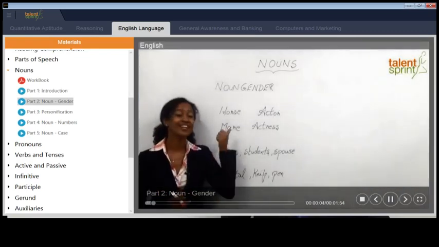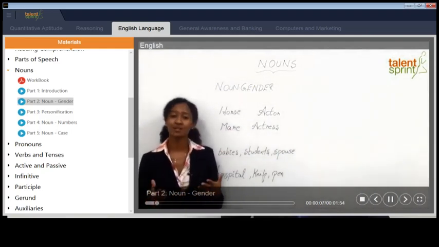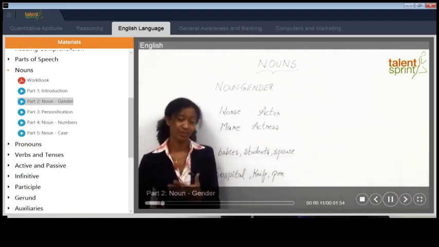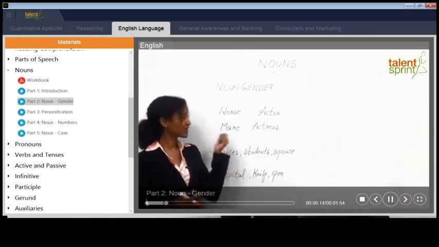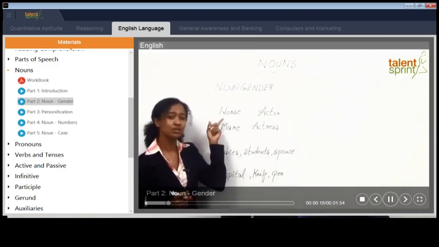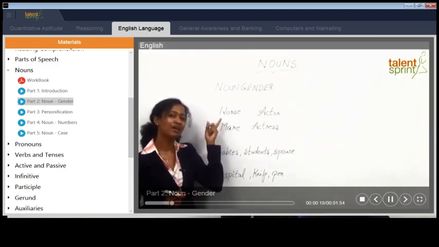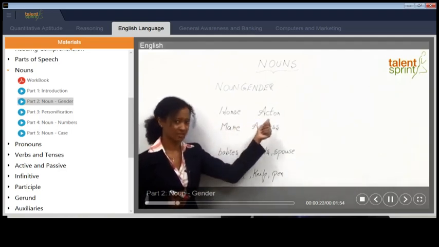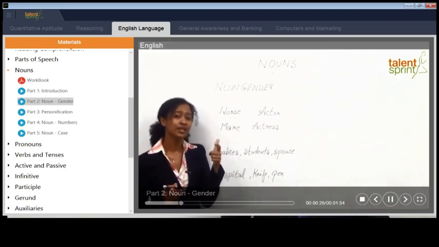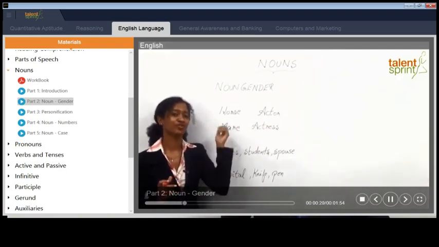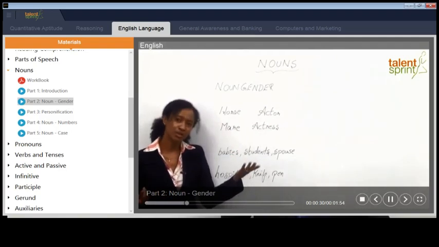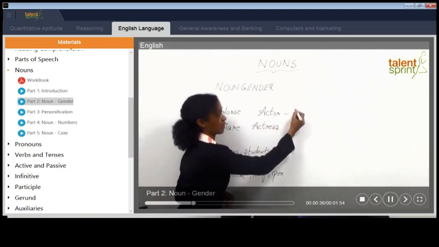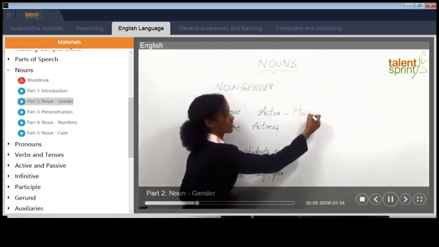Let's take a look at noun gender. Now we are familiar with mostly two types of genders, male and female, but there are other genders as well. So let's look at these examples. Horse refers to an animal and actor refers to a person. So here, horse is the masculine gender of an animal and actor is the masculine gender of a person. So horse and actor are male or masculine genders.